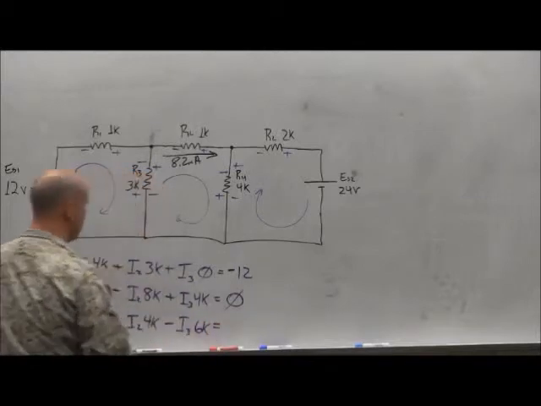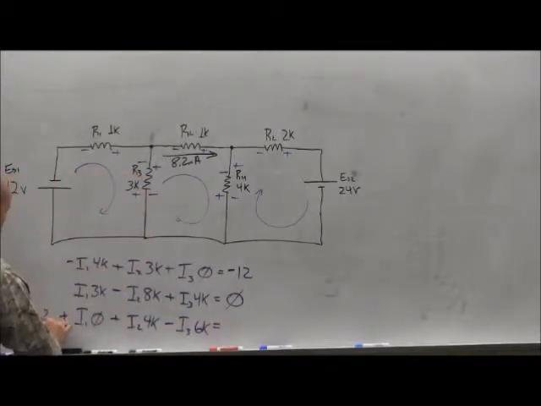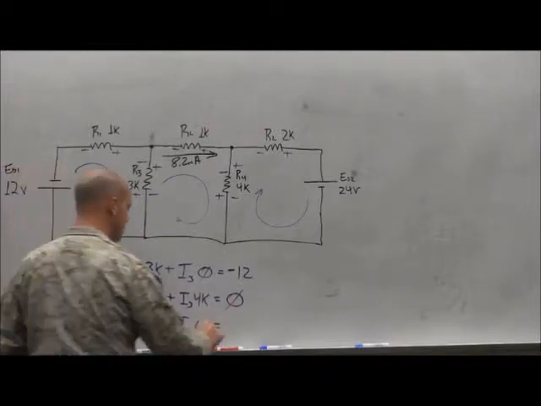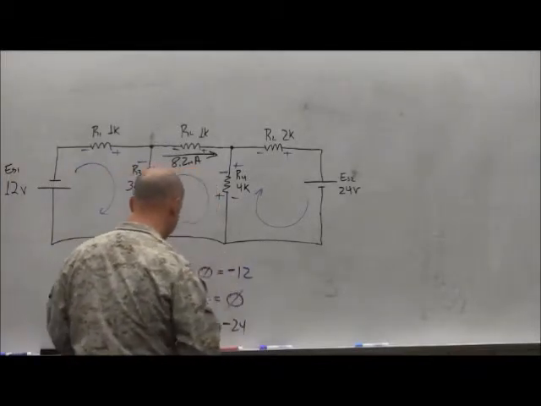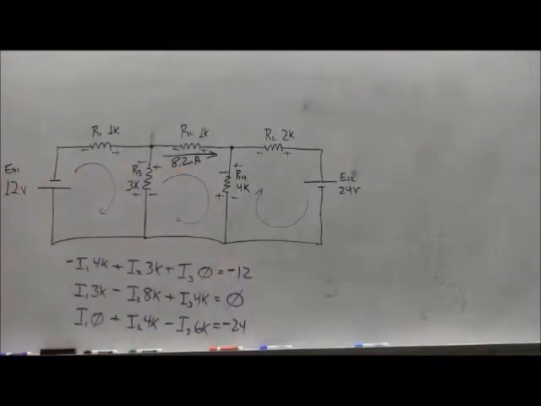6K. Now what did we forget? We forgot that 24 volts right there, right? But what's going to happen to that 24 volts? It's going to move to the other side and become negative 24. There's your mesh equations. Wasn't too difficult, was it?